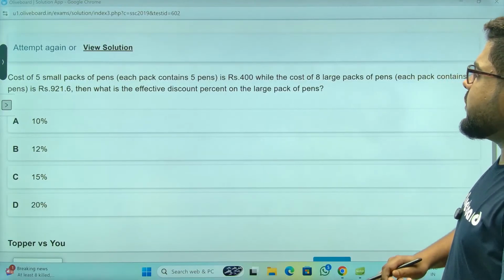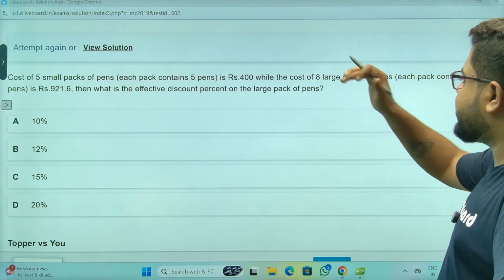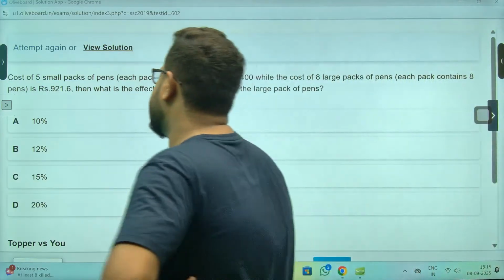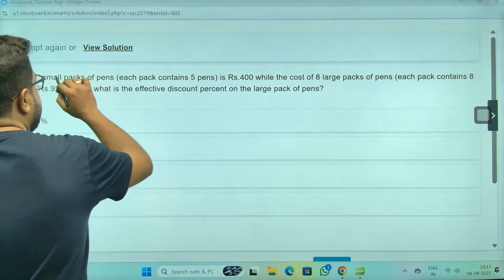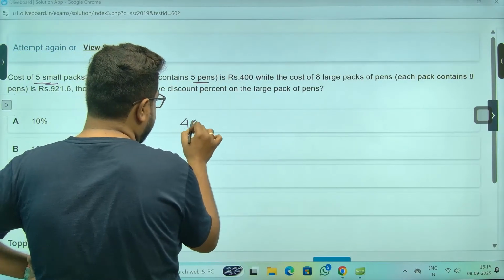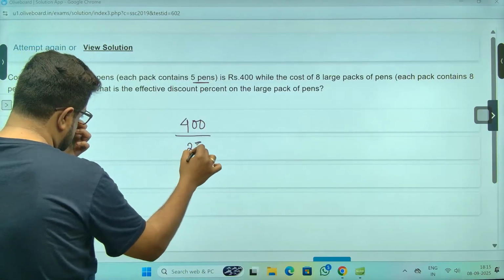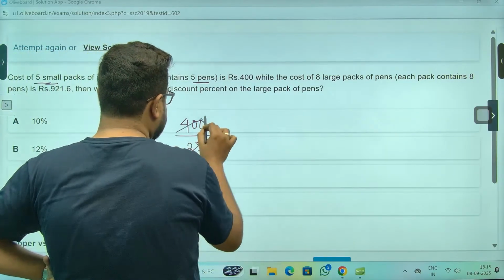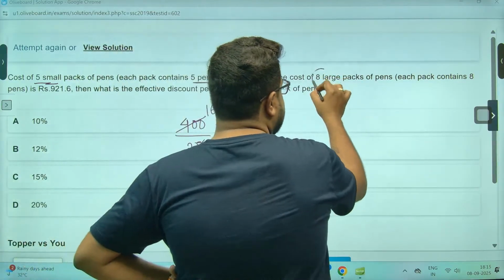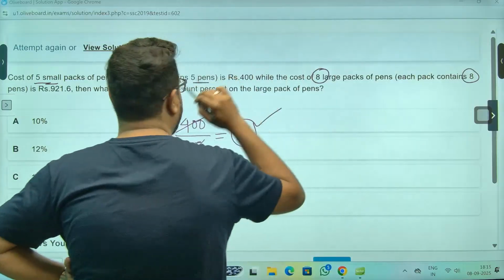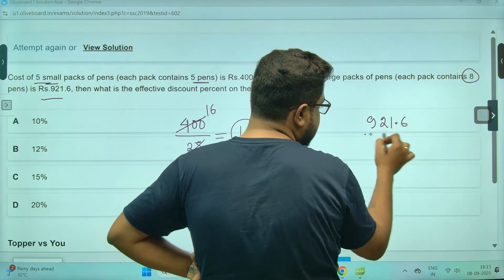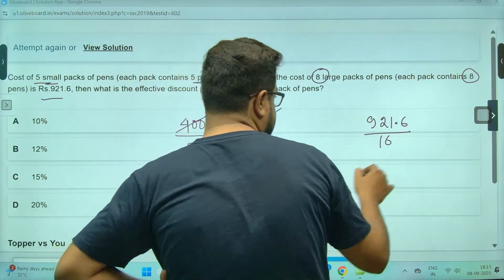Okay. Cost of 5 small packets of pens, each containing 5 pens, and 8 large packs, with a discount. Cost of each pen: 5 small packs containing 5 pens, total 25 pens. So the cost of each pen in a small pack is by this, 16 rupees a pen. 8 large packs of 8 pens each means 64 pens. That is 921.6, so each pen price is by 64.